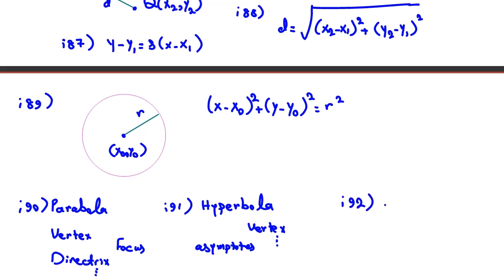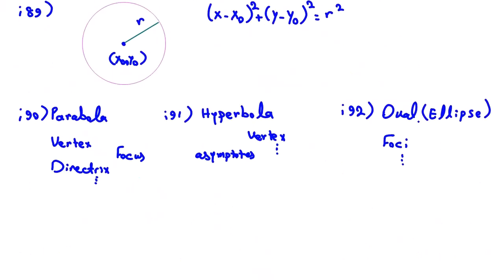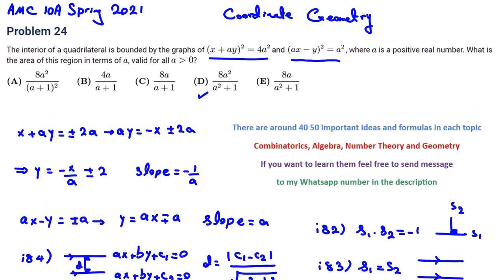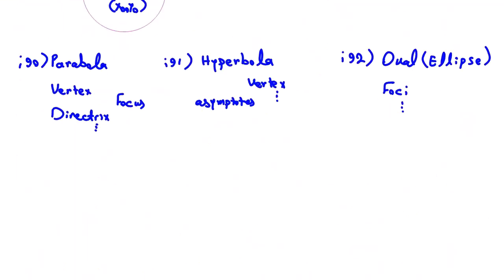Next one is idea 92, ovals or ellipses. For example, the foci, other properties. Here, let's write ellipse instead of oval. And okay, if you want to know exactly what the properties are, as I said before, feel free to send a message to my WhatsApp number in the description. Okay, let's work on the next idea.